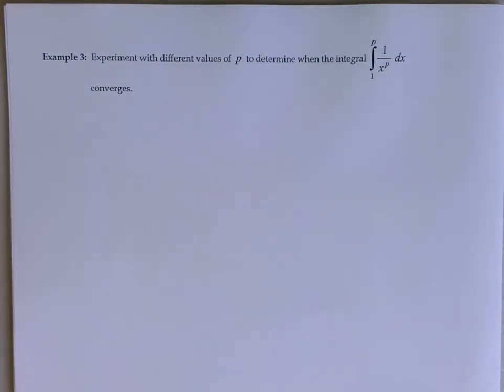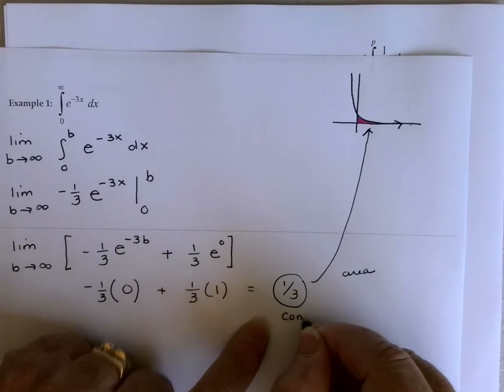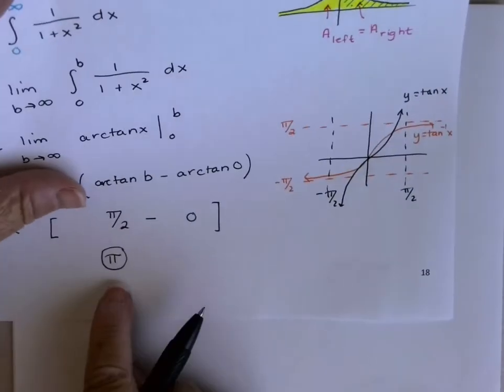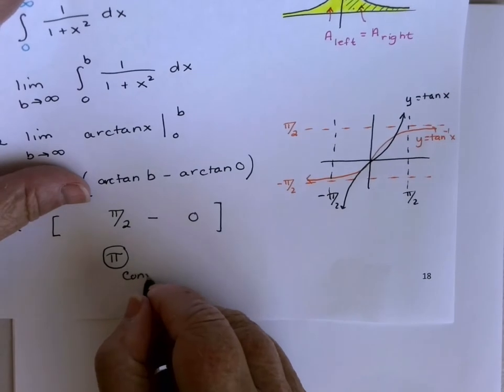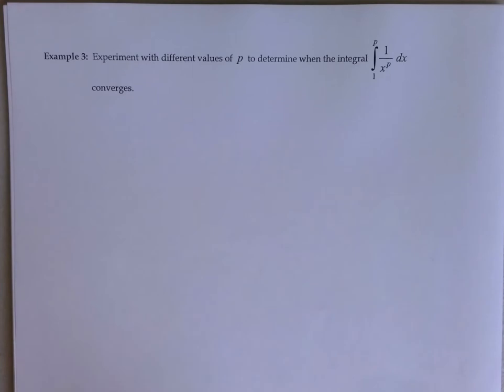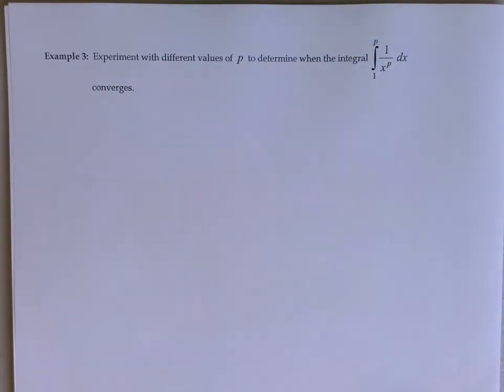Notice that both of the integrals that we just finished converged, right? This had a finite answer, so it converged. This one also had a finite answer, so it also converges. We're going to now look at a specific type of integral, 1 over x to the p. And I want to know, when does this converge? And then by contrast, when does it diverge?